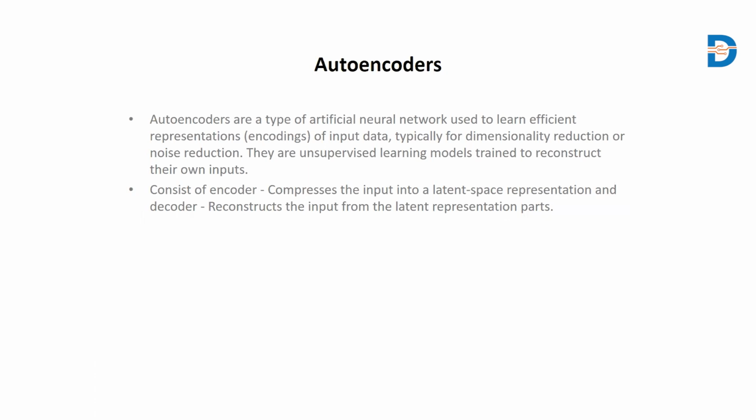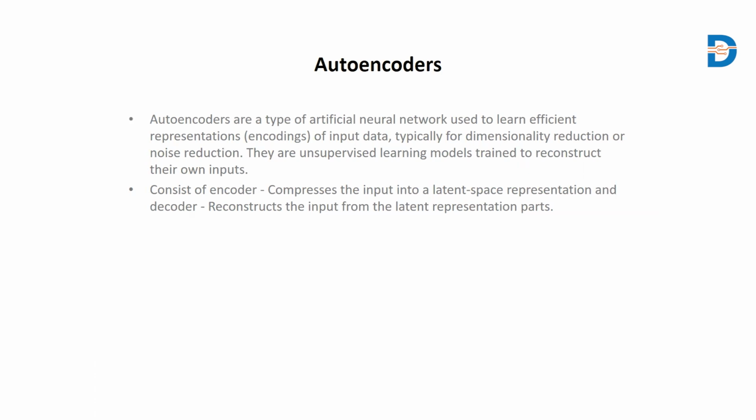What are autoencoders? Autoencoders are a type of artificial neural network used to learn efficient representations, like encodings, of input data, typically for dimensionality reduction or noise reduction. They are unsupervised learning models trained to reconstruct their own inputs. Autoencoders are based on a neural network system, and we use them to reduce the dimensions of our data and find the important features or complex patterns from the data.